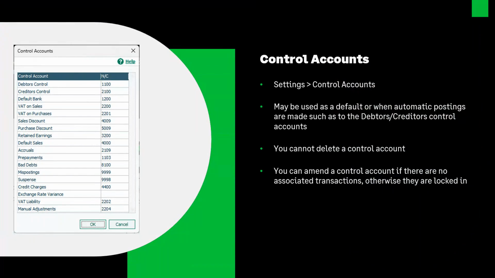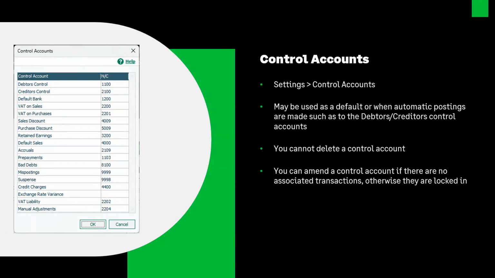So you'll find your control accounts in your software by going to your settings menu and then scrolling and clicking control accounts. These can be used as a default. So default bank, for instance, default sales. We've got one flagged as 4,000. A lot of these you'll be able to override at some point though, when you're entering transactions.